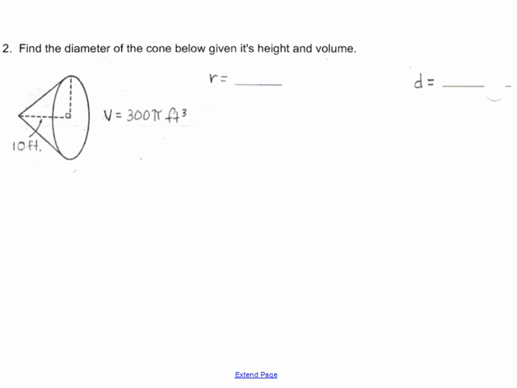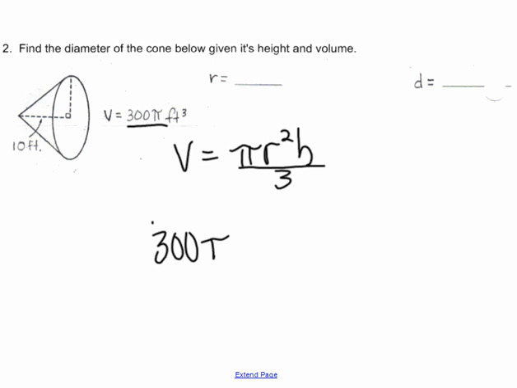Find the diameter of a cone below, given its height and volume. So this is kind of the same one, only they give you the height instead of the radius. So here's the formula: pi r squared times height all divided by 3. In place of v, I'm going to write 300 pi, and then pi, then radius they didn't have, but they gave me the height. The height is 10, and then divide by 3.